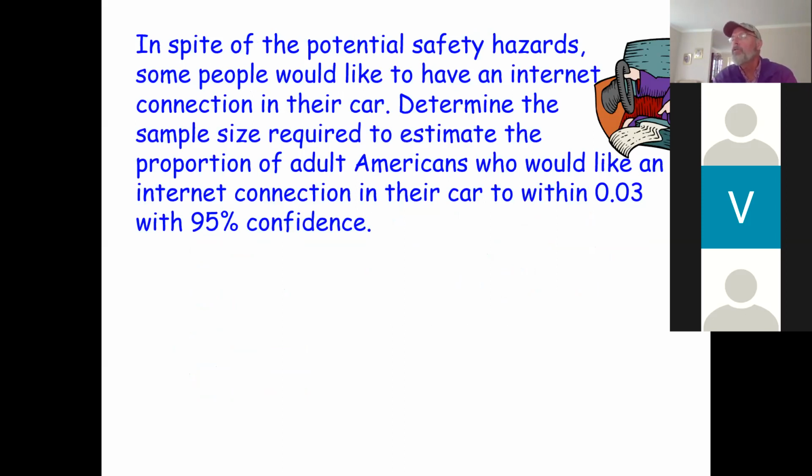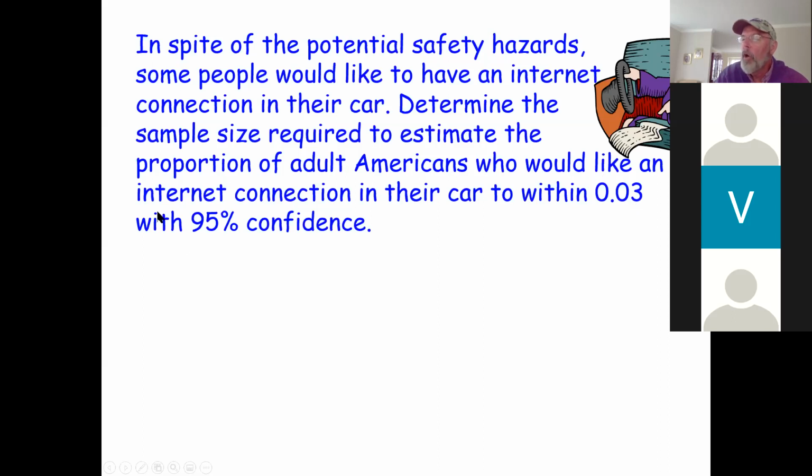We have potential safety hazards. Some people are using the internet in their car. Determine the sample size required to estimate a proportion of the adult Americans, okay, that would like an internet connection in their car is within 0.03. 0.03 here represents the margin of error.